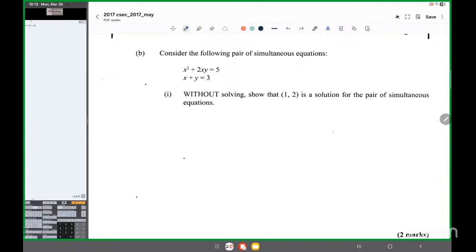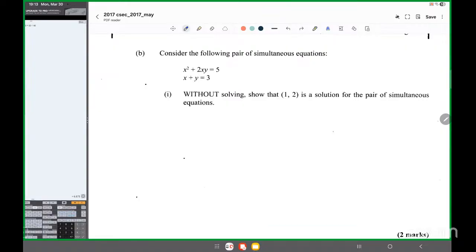All you have to do is take the values and substitute them in both of them, and it will work on both of them. If the point satisfies both equations, then it is a point on both equations. All right? So just put the 1, 2 in both of them and it works on both of them.